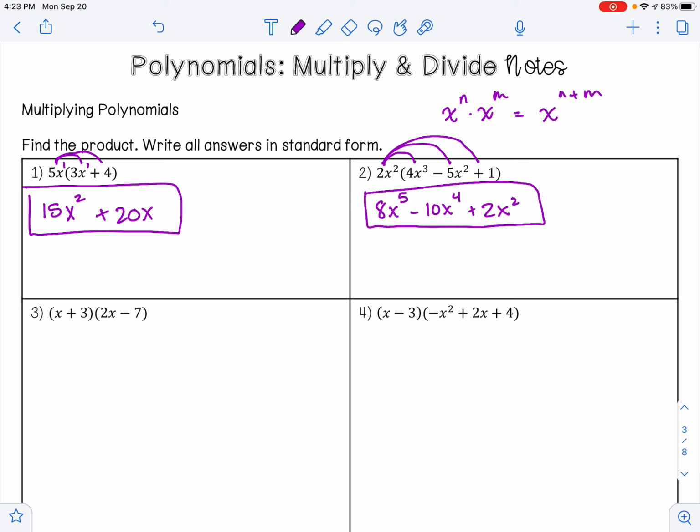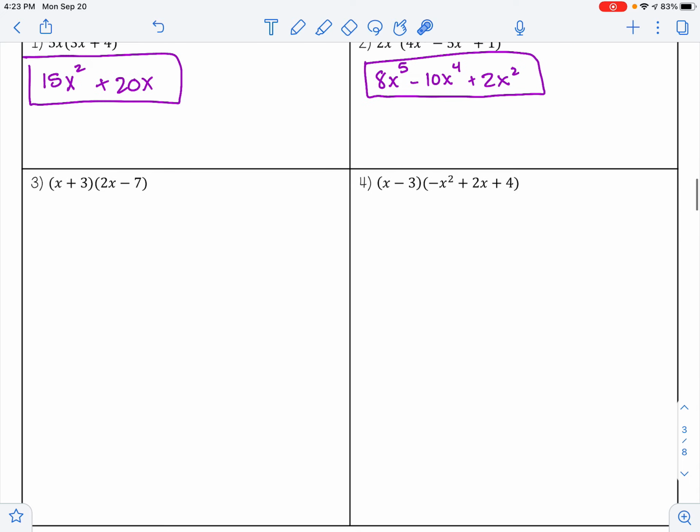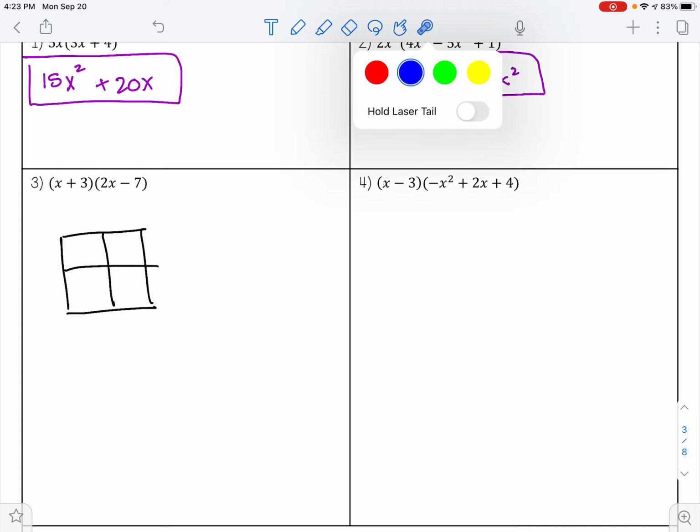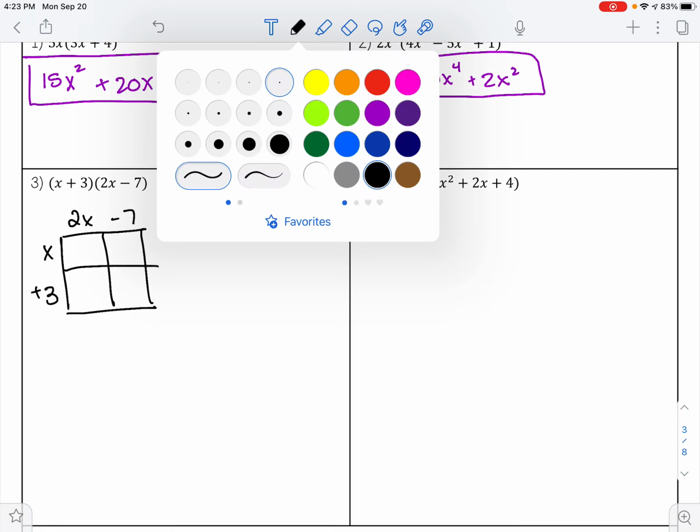On example 3, I have a binomial being multiplied by a binomial. To do this, we're going to do the area model. And so I'm going to go ahead and begin by drawing a box. I'm going to take my first binomial and I'm going to write it down the side. And I'll take the second binomial and I'll write it across the top. Now I'm ready to multiply.